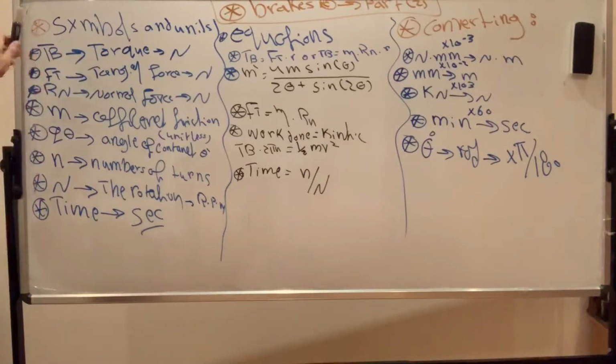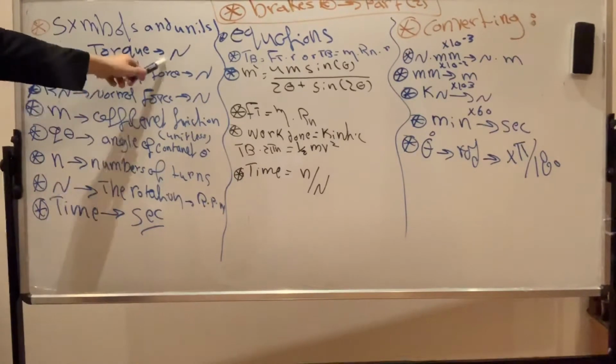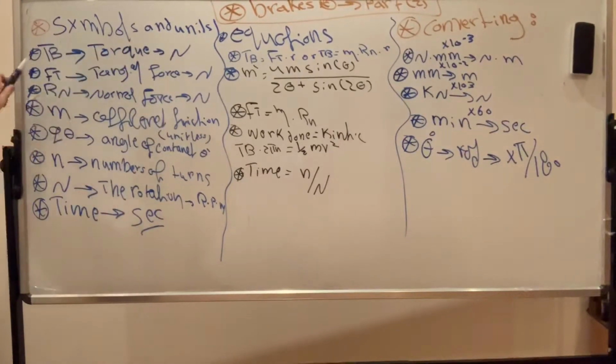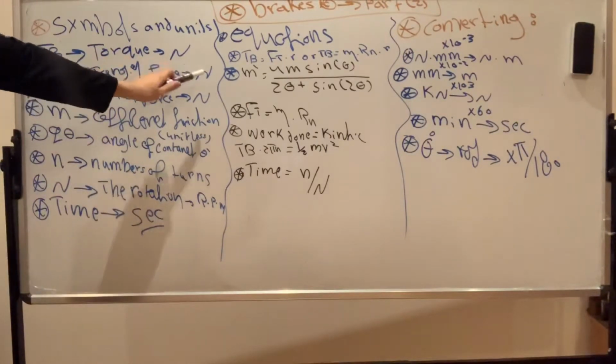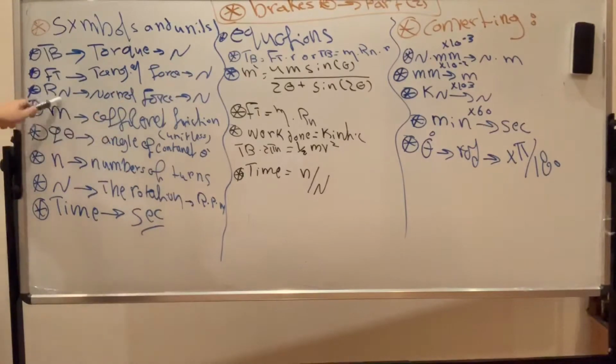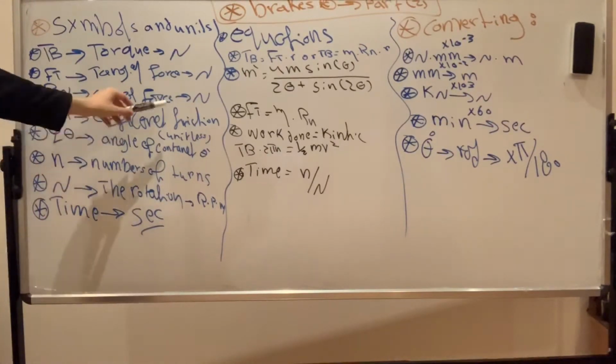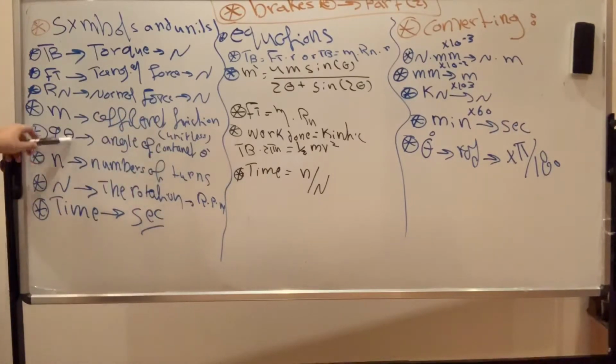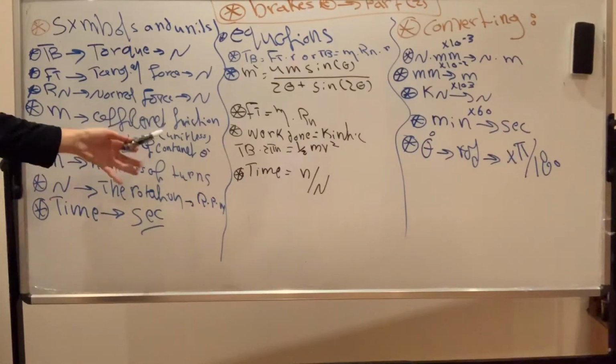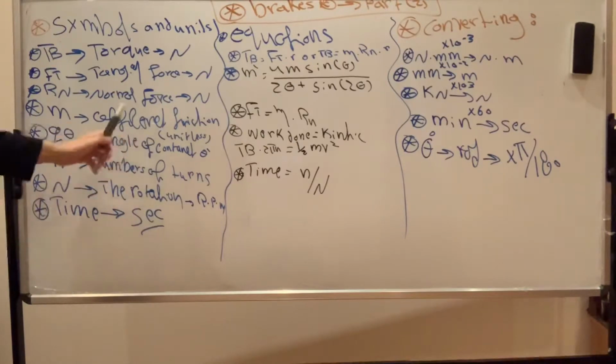First of all, the first symbol is the TB. What is the TB? The torque. The unit of the torque is Newton. The FT is the tangential force, the unit is Newton. Rn is the normal force, Newton. M is the coefficient of friction, unitless. 2 theta is the angle of contact in degrees.